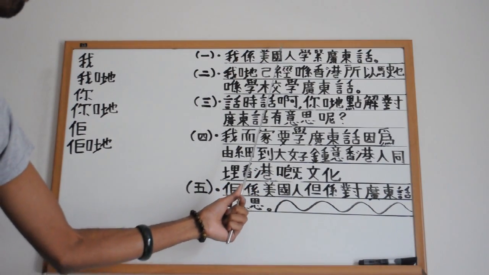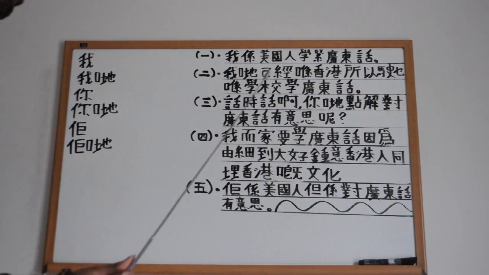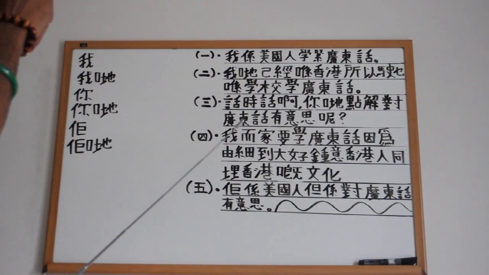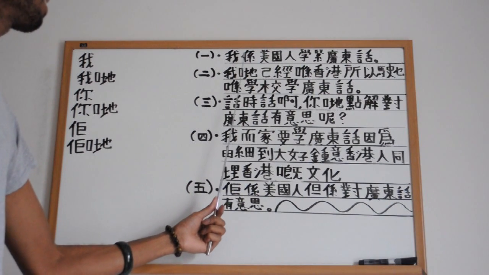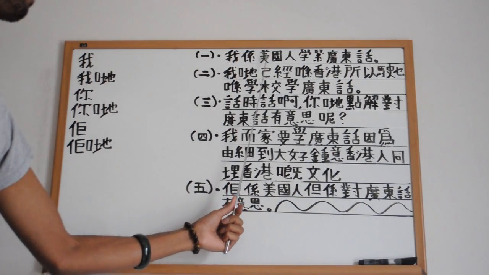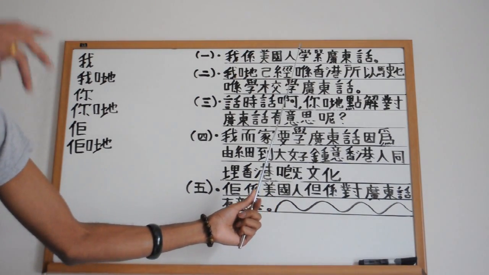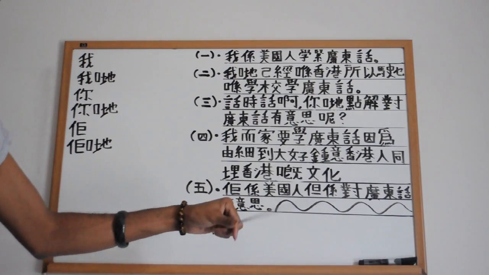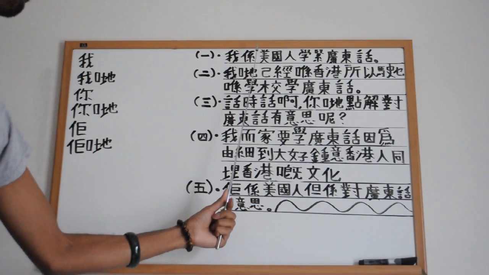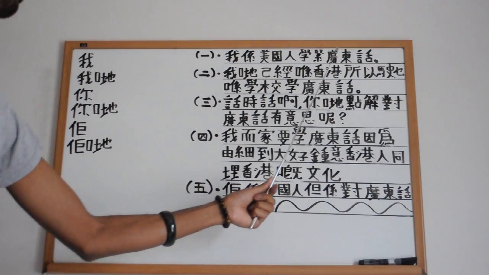我係美國人學緊廣東話. Right? So don't worry too much about the grammar. Actually, I'll tell you some things. So I am 我係, I am 美國人. 美國人 is American. 美國 is America. 學 is study. 緊, 學緊, this is like a present progressive. You're studying, ing. It's going on now. 廣東話, that's Cantonese. So 我係美國人學緊廣東話. I'm an American studying Cantonese.